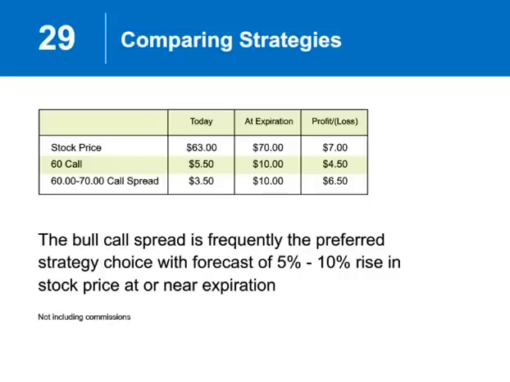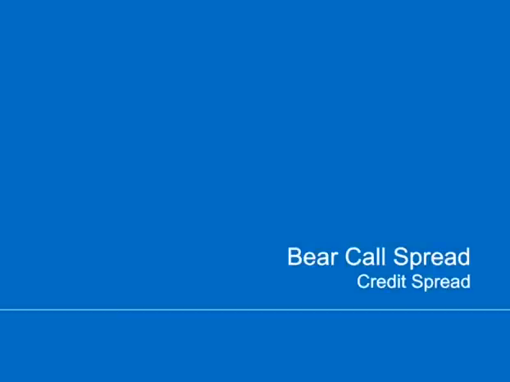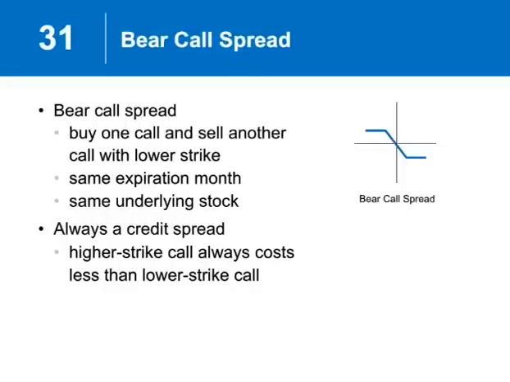So that was the bull call spread. Let's take a look at the bear call spread. Now the bear call spread is a credit spread. So right away you should realize that the option we're selling is worth more than the option we're buying. And how do we construct this? You can see it's the exact opposite P&L chart as we showed with the bull call spread. In the bear call spread, we buy one call, sell another, but we sell that other with a lower strike. And when the call has a lower strike, it has more value. That's why this is a credit spread. Always same expiration, same underlying, and as I mentioned, the bear call is always going to be a credit.